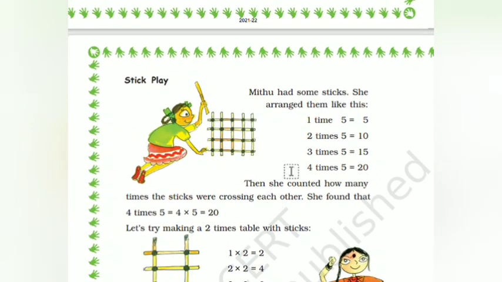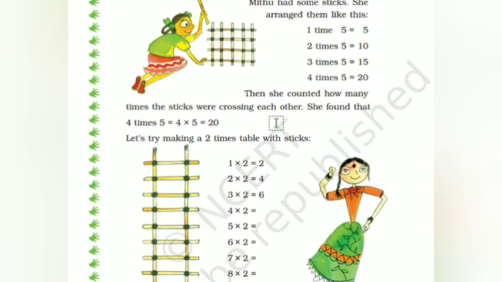Stick play. Midhu had some sticks. She arranged like this. 1 time 5, that is 5. 2 times 5, that is equal to 10. 3 times 5, 15. 4 times 5, 20. Then she counted how many times the sticks were crossing each other. She found that 4 times 5, that is 4 into 5, that is equal to 20.